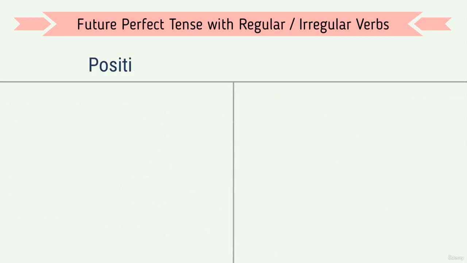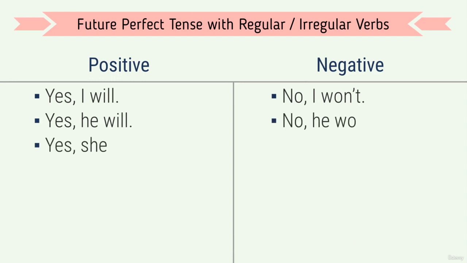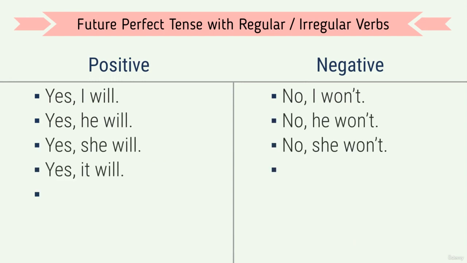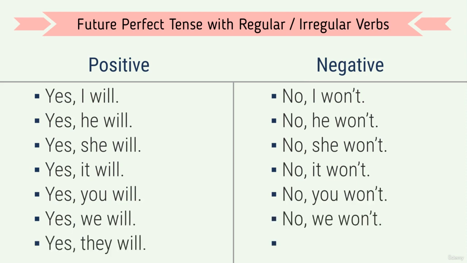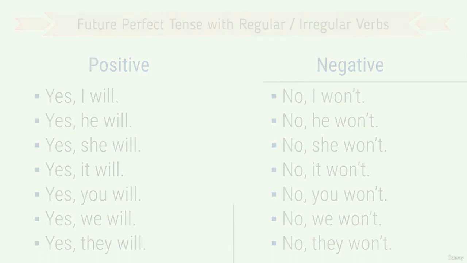Of course, we have our answers. Yes, I will. Yes, you will. Yes, she will. Yes, it will. Yes, they will. And yes, we will. Or negative, no, I will not. Or no, I won't. No, you won't. No, she won't. No, he won't. No, we won't. And no, they won't.